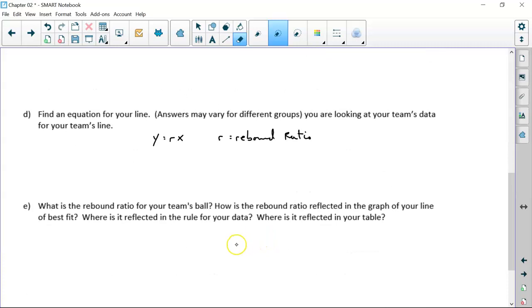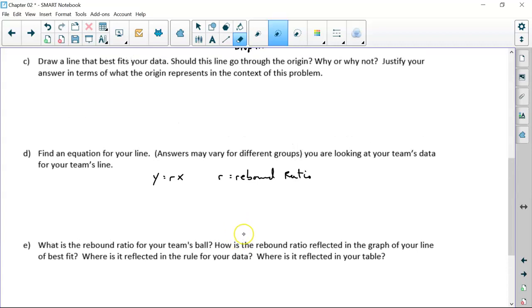For the rebound ratio for our teams, we don't have any data to use. All we're worried about there is that y equals r times x. And for the rebound ratio for this model, it's linear.